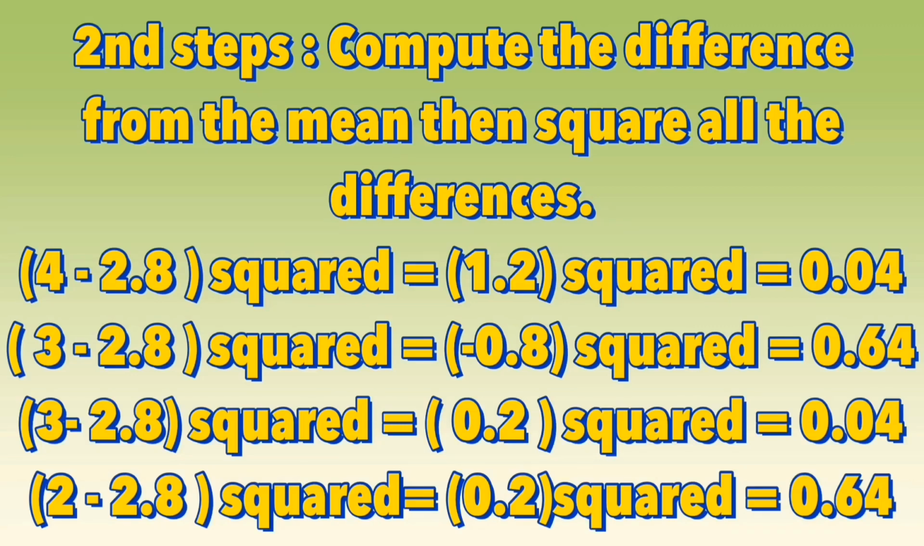The next is 2 minus 2.8 equals negative 0.8, then the square becomes 0.64. Then 3 minus 2.8 equals 0.2 squared, which equals 0.04. The next, 2 minus 2.8 equals negative 0.8 squared, then equals 0.64.